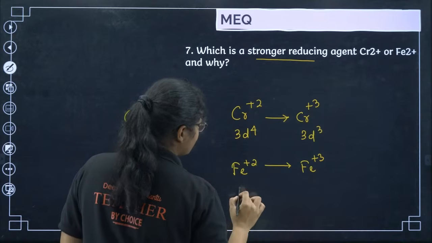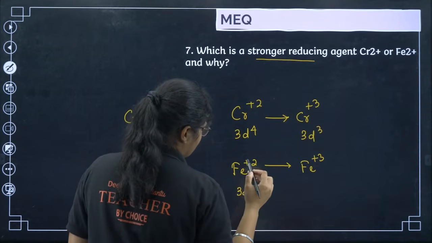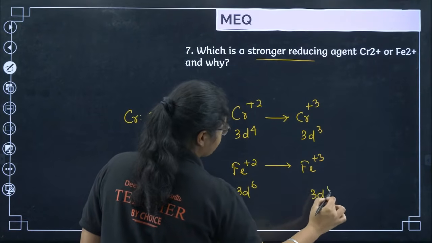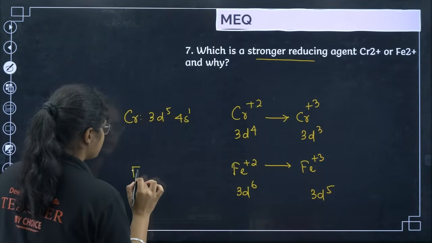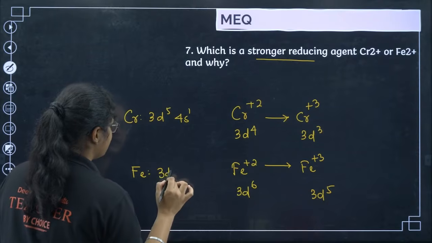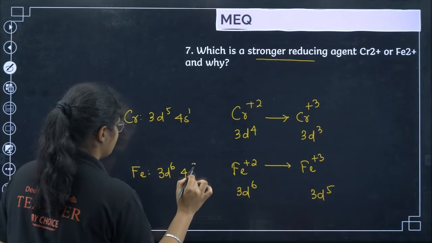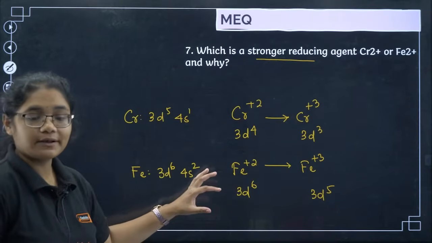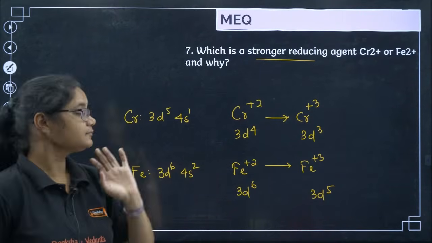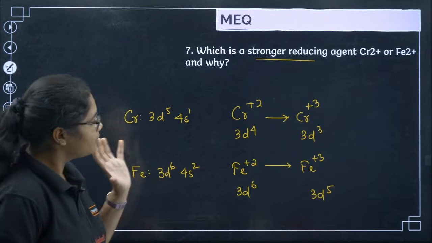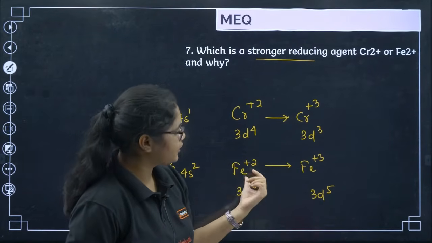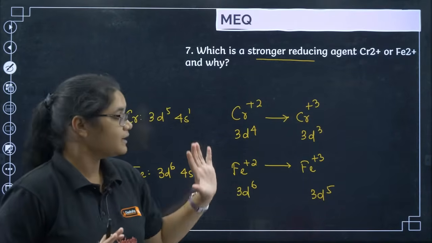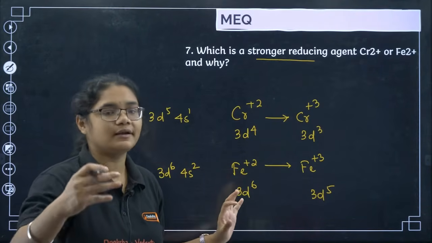Now Fe2+ has d6 configuration and Fe3+ will have d5 configuration, right? Because Fe configuration is 3d6 4s2. We have understood this one. So now what will happen? Both are undergoing oxidation, so both are reducing agents. But out of these, which is a better reducing agent?